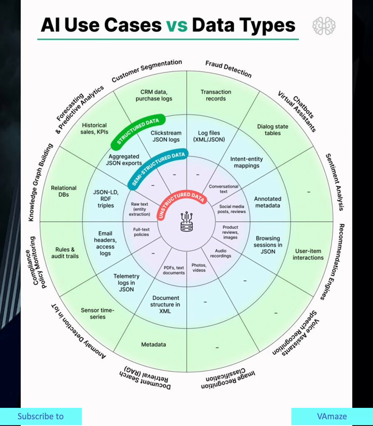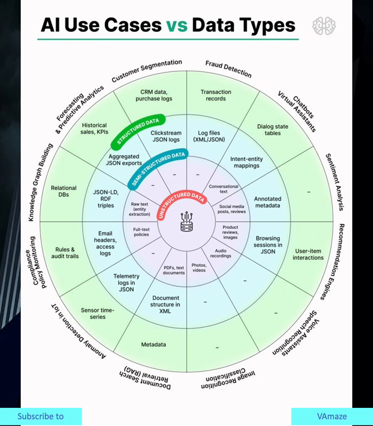Recommendation systems combine structured user profiles, semi-structured preference data, and unstructured behavioral logs to create personalized experiences. Supply chain optimization integrates structured inventory data, semi-structured supplier information, and unstructured market intelligence simultaneously. Content moderation processes structured metadata, semi-structured context information, and unstructured media content simultaneously.